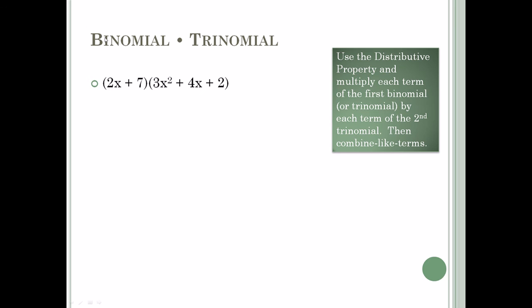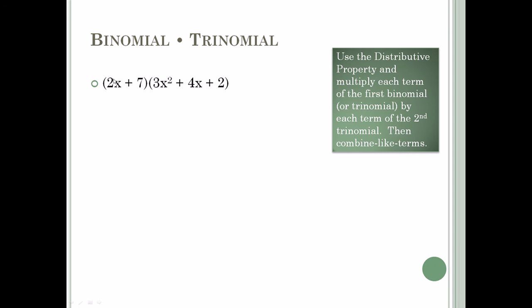Yep, binomial times a trinomial. Here's our binomial, 2x plus 7, and I put a trinomial here, 3x squared plus 4x plus 2. I could have put more terms on the end here and we could have made it really, really huge. The fact of the matter is, from here on out, when they get this big, you just keep using the distributive property and you multiply each term of the first binomial, or if it happens to be a trinomial, by each term of the second trinomial, then combine like terms.